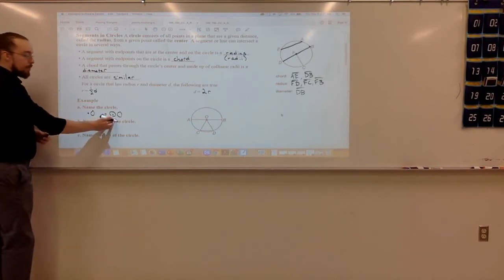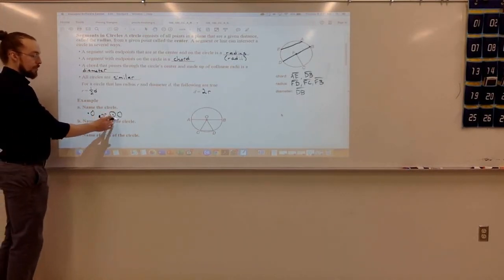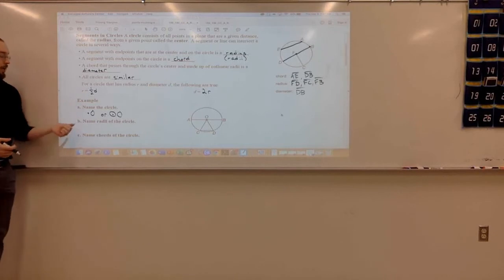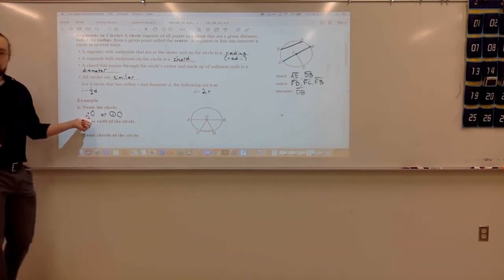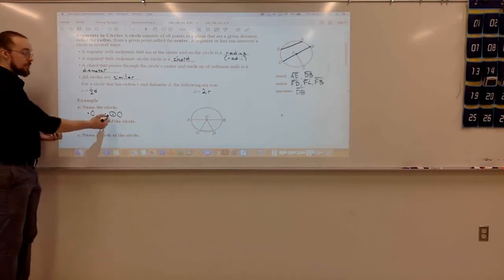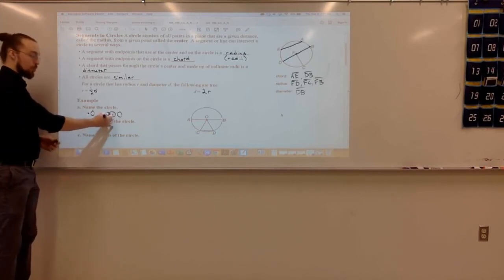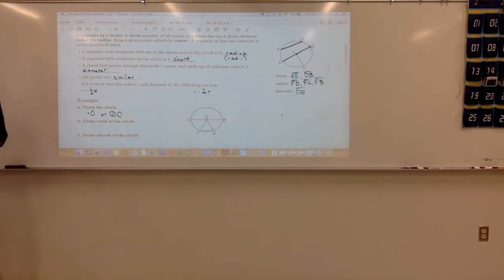Just in the same way that we have a triangle and name it triangle ABC, we'll put a dot and then the center of the circle, but sometimes you may see an actual dot with a circle around it and then the center of the circle. Then this says name all the radii we can see of the circle.